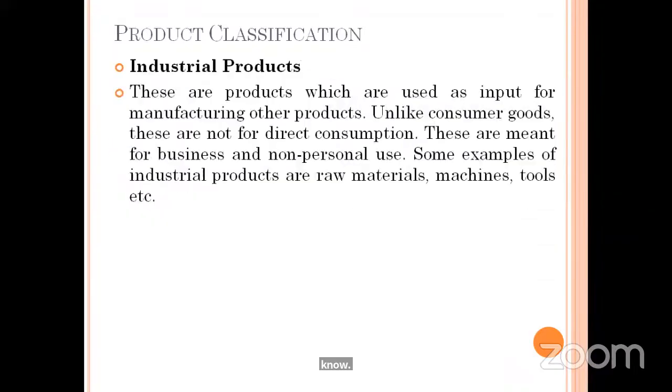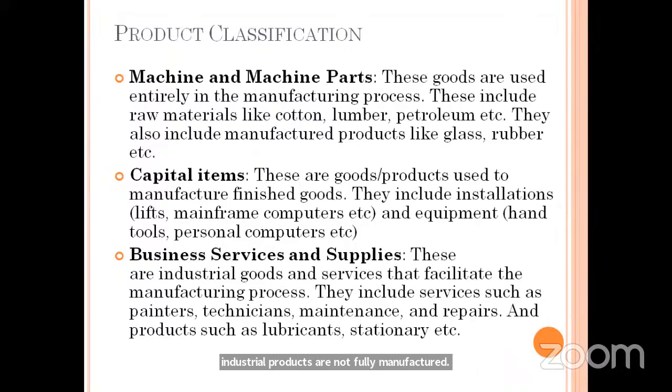Now came to the next one, that was called industrial product. Sometimes industrial products are not fully manufactured. Fine. So that was called industrial product. I'm going a little fast. And industrial products are divided into three parts. One is called machine and machine parts, capital items, business services and supplies. Now the first one is called machine and machine parts. Now what do you understand by machine and machine parts?